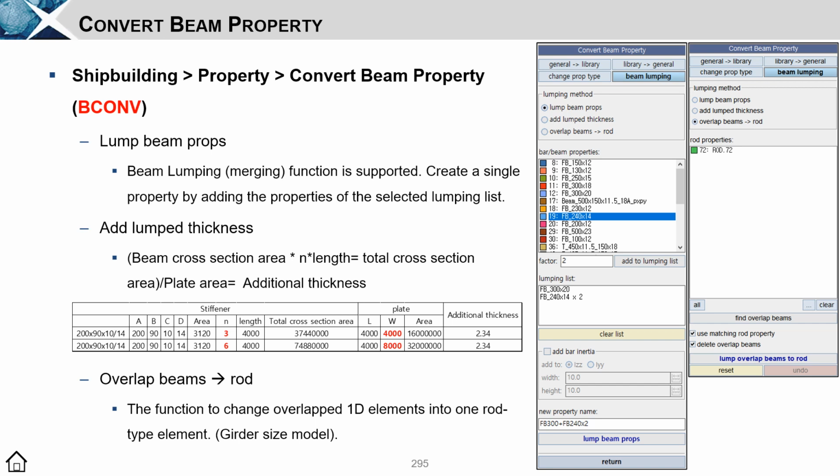The beam lumping option is a feature that combines multiple beam properties with area and moment of inertia to implement them as one property. The Add Lump Thickness option uses a method of increasing the thickness of the base plate without merging or modeling beams. The option to convert overlap beams to a one-row element is to change the overlaid 1D elements to a single row type element in girder size modeling.